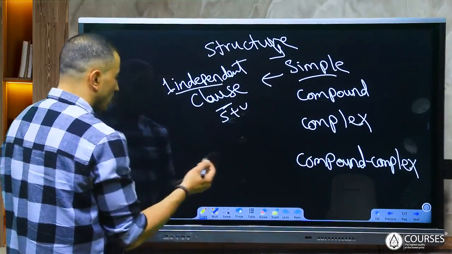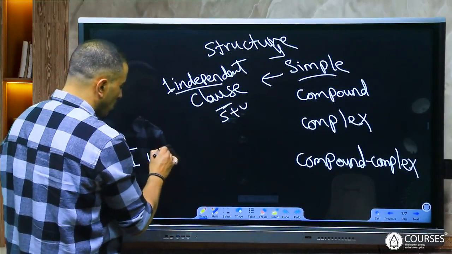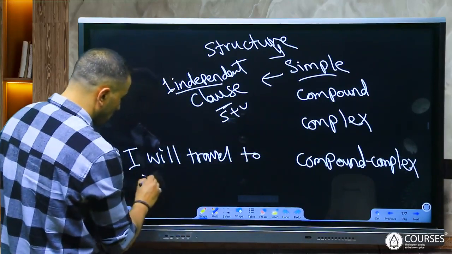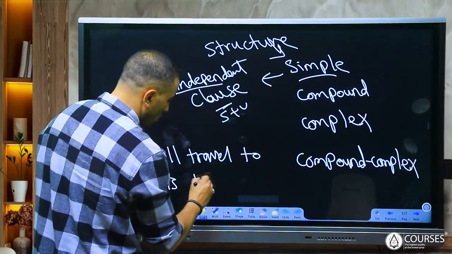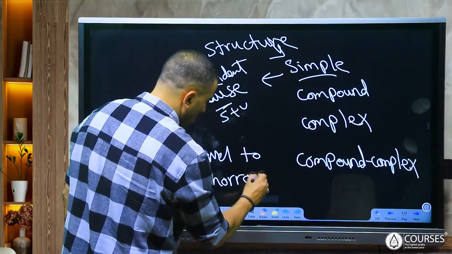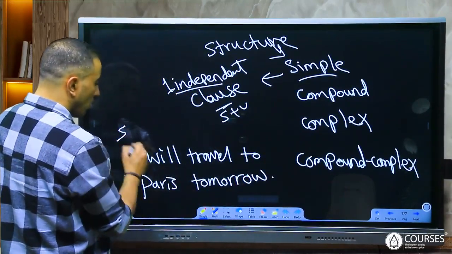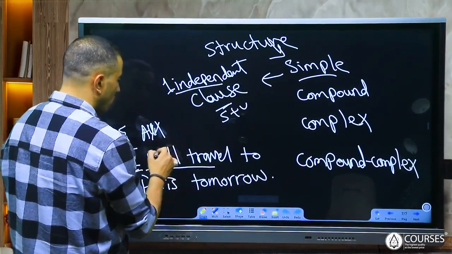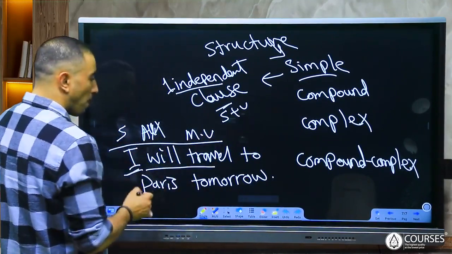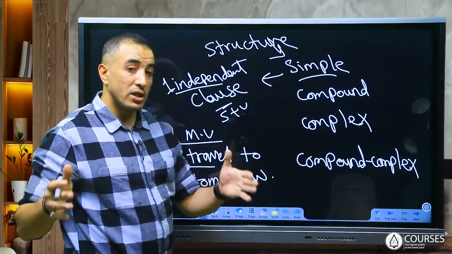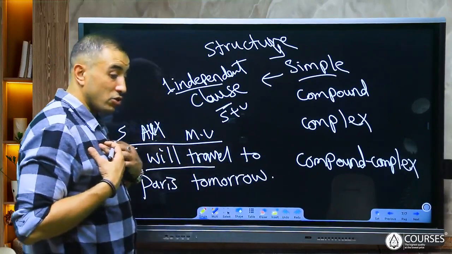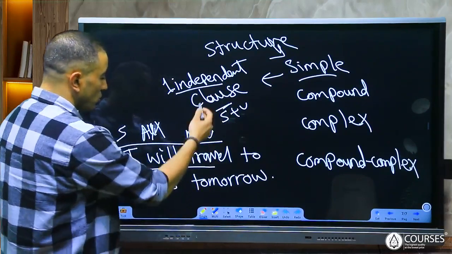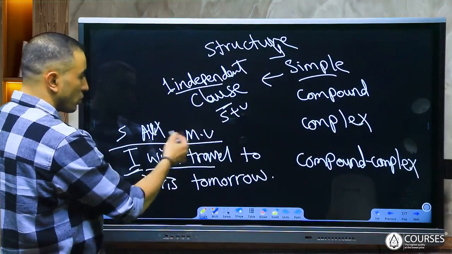For example, as we said, I will travel to Paris tomorrow. Here is the subject, I. Will travel is the verb phrase, auxiliary verb plus the main verb. I will travel to Paris tomorrow. It gives me a complete idea that I, Jamal, will travel to Paris tomorrow. This is the independent clause. It gives me a complete idea. And the clause is subject and a verb.